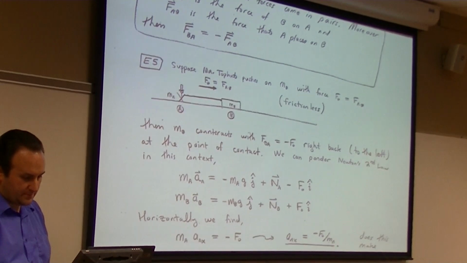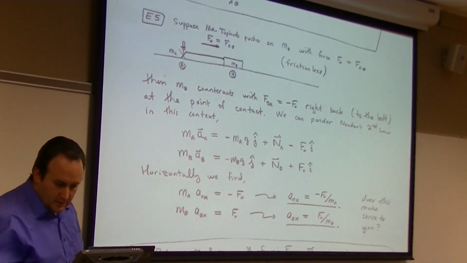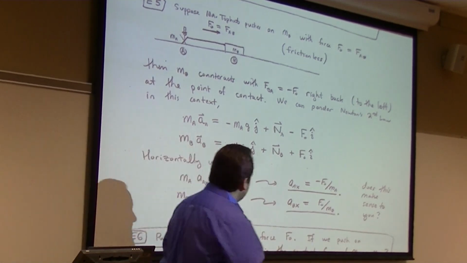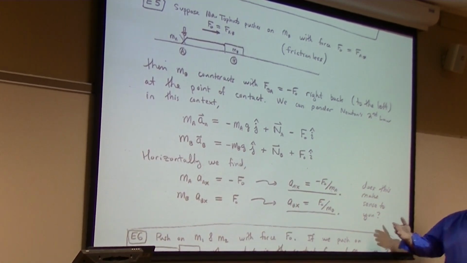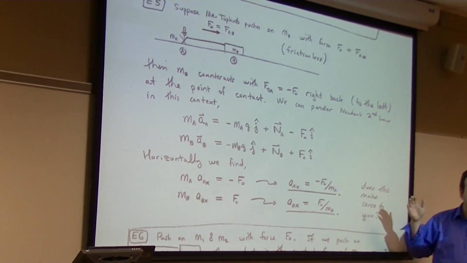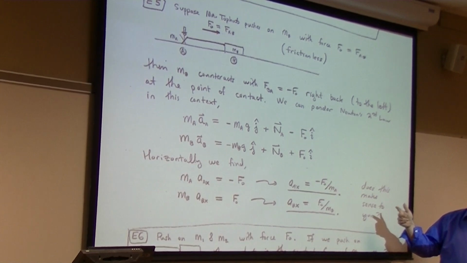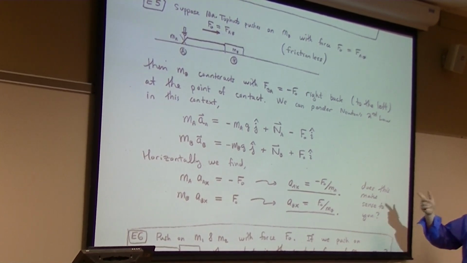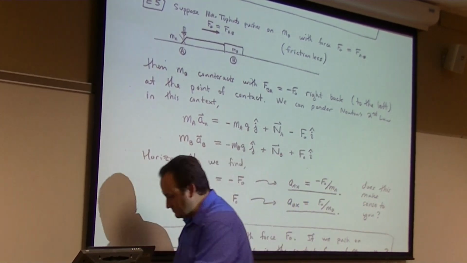What happens here? Horizontally, we can solve, and we have the acceleration of the box, rather Mr. Top Hat, is to the left, and the acceleration of the box is to the right. And they're not the same accelerations either, are they? So just draw a picture over here.